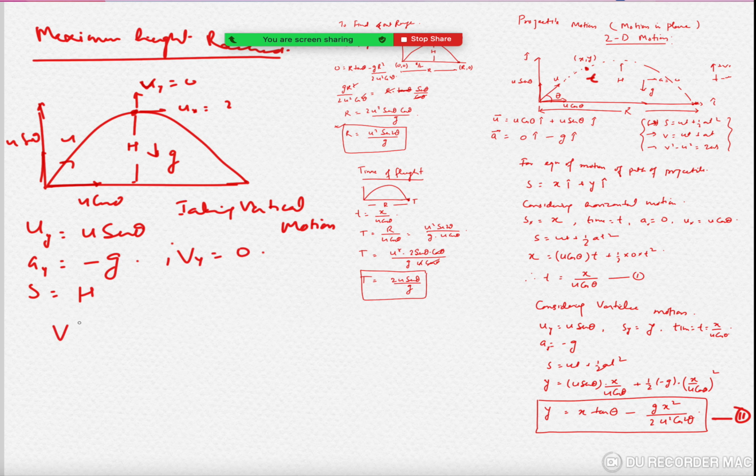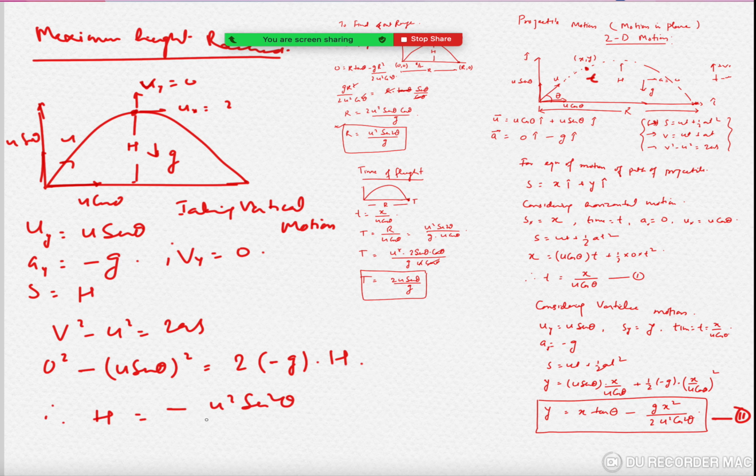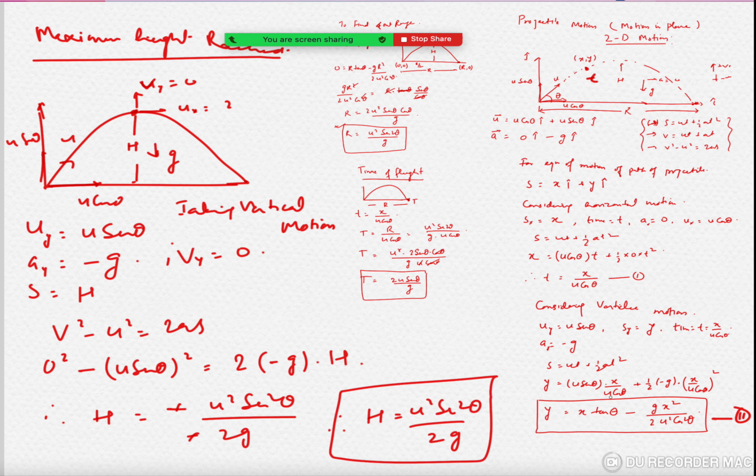So we'll use the formula v square minus u square is equal to 2as. So 0 square minus (u sin theta) square is equal to 2 into minus g into s, where s is the maximum height. So can I say h is equal to minus u square sin square theta by minus 2g. The minus will cut. So therefore you can say h is equal to u square sin square theta by 2g. So this is your formula. Hope you understand till here.